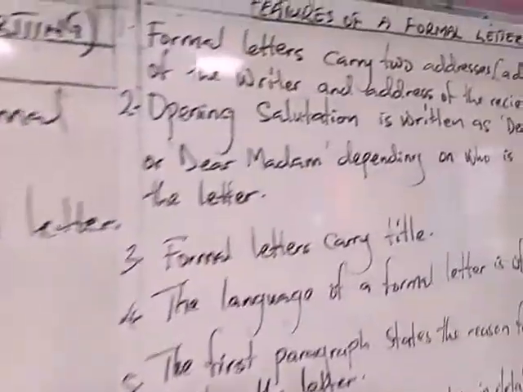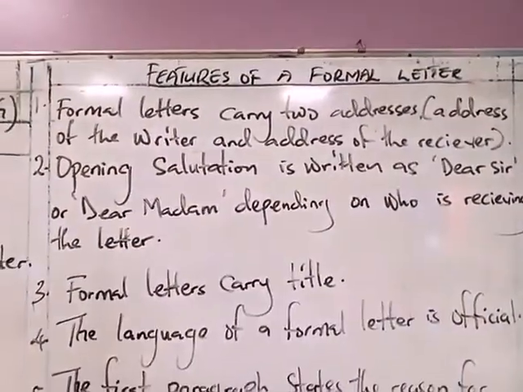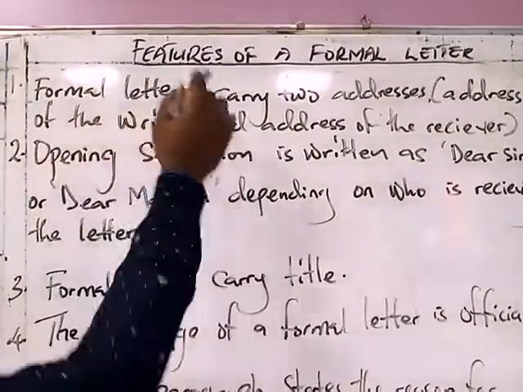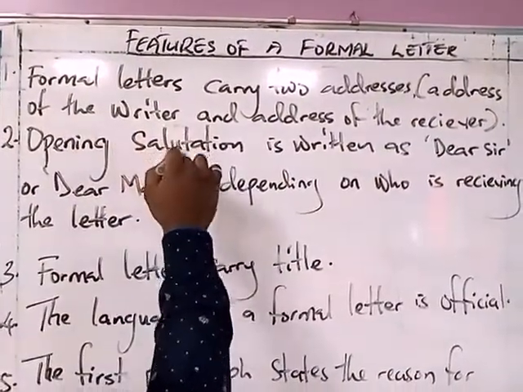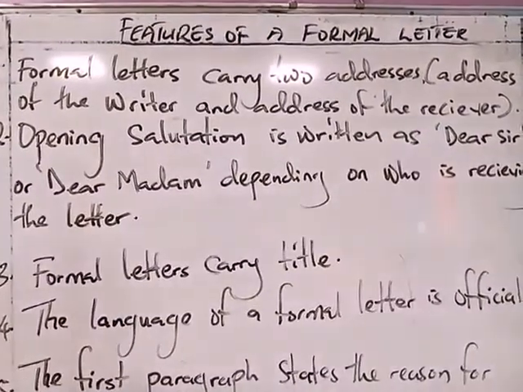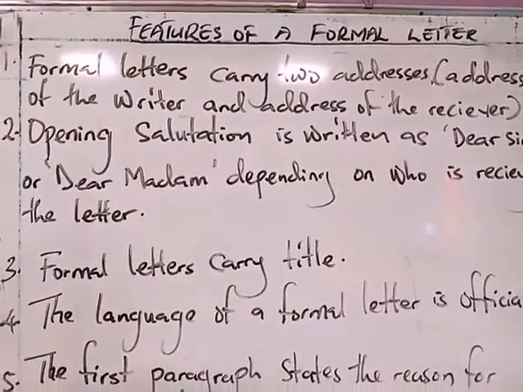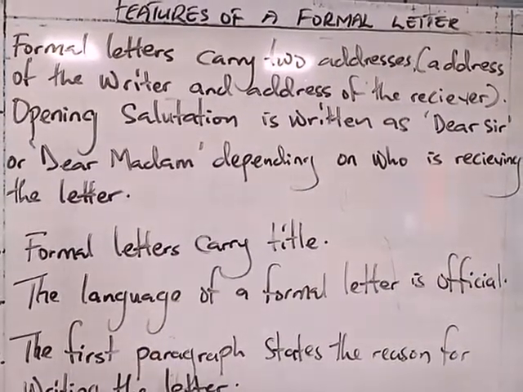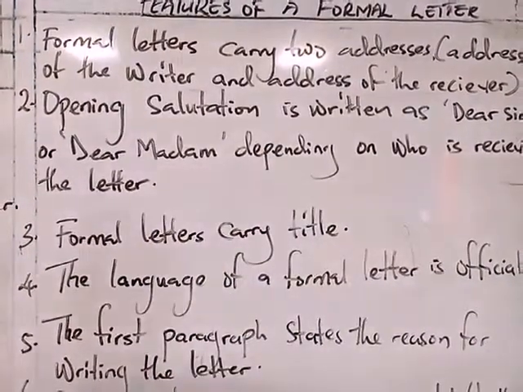Now, we're going to look at features of a formal letter. One, formal letters carry two addresses. We have the address of the writer and the address of the receiver. The address of the writer is usually in the same place where it should be in an informal letter, which is at the top right-hand corner, and the address of the receiver is at the left, a little bit below the writer's address.